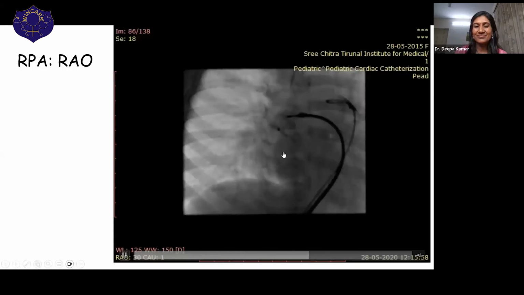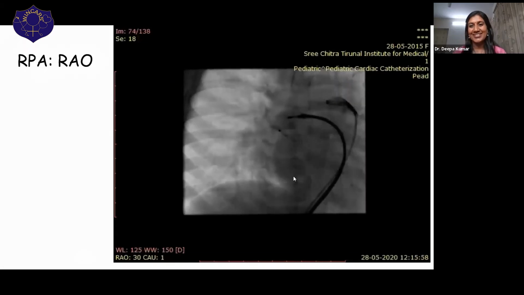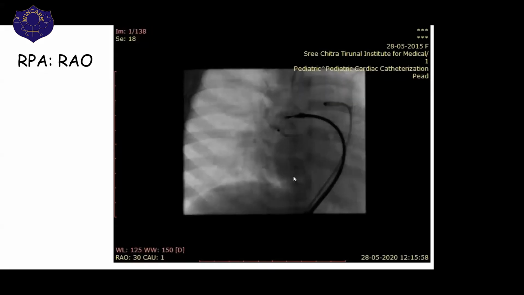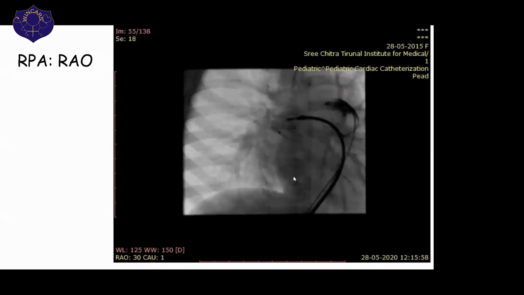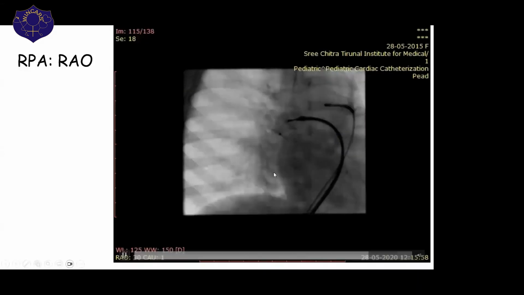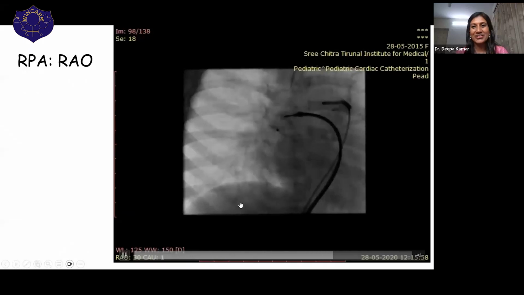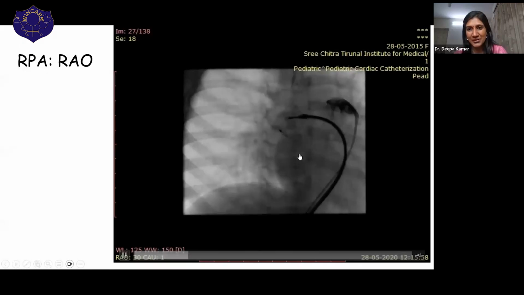It's a fistula, but to which structure? There are answers: AP window, right-sided PDA, RPA to LA. PA to LA fistula. So, yes. Okay, so this is an RPA to LA fistula.